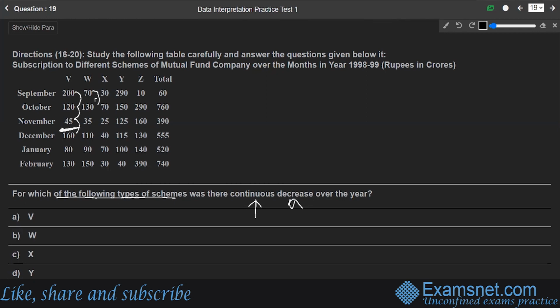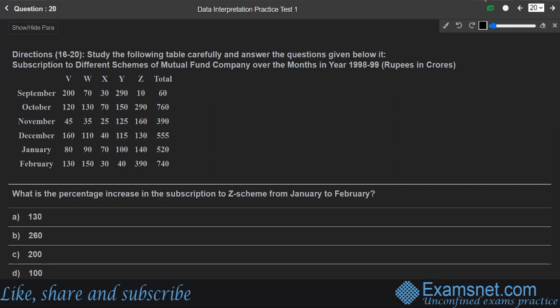Similarly, W has increased in the very beginning, so this is out. 30 becomes 70, there is an increase. This is also out. Y becomes 290, then 150, then 125, then 150. So this is the continuously decreasing scheme, called Y. So the right answer is option number D, that is Y. There is a continuous decrease.